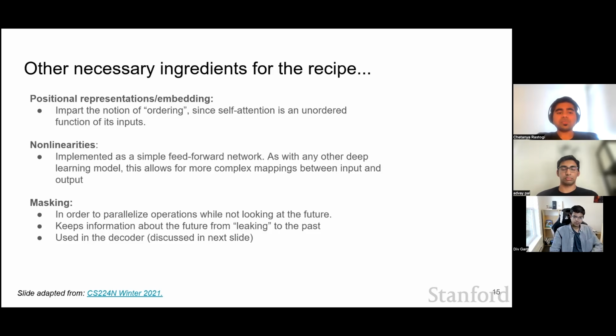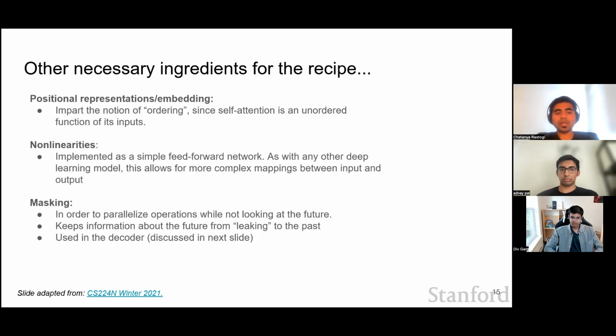The second important aspect is having nonlinearities. If you think of all the computation that is happening in the self-attention layer, it's all linear because it's all matrix multiplication. But as we all know, deep learning models work well when they are able to learn more complex mappings between input and output, which can be attained by a simple MLP.